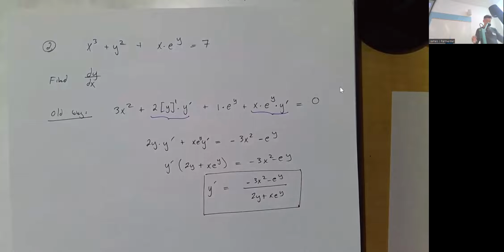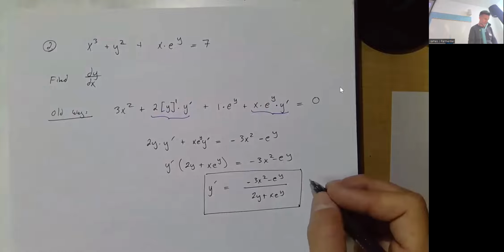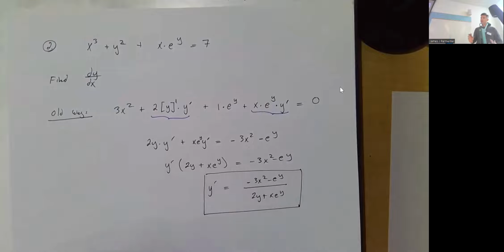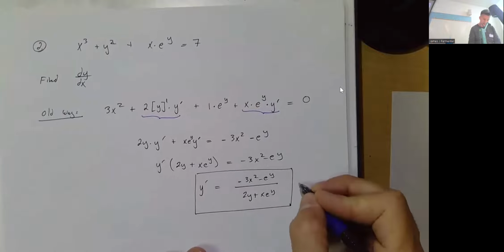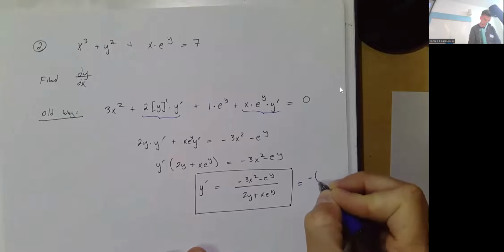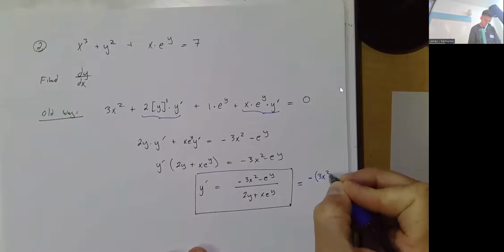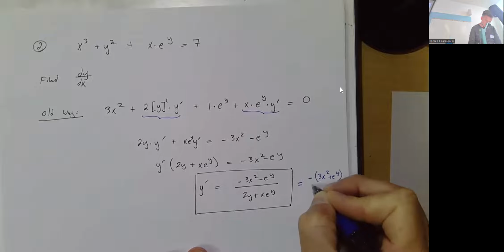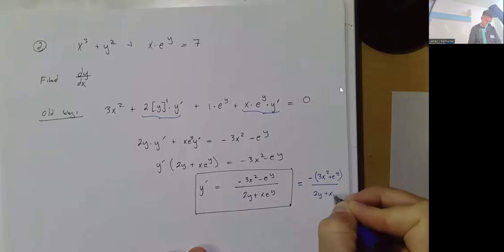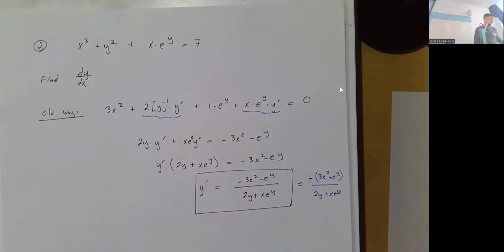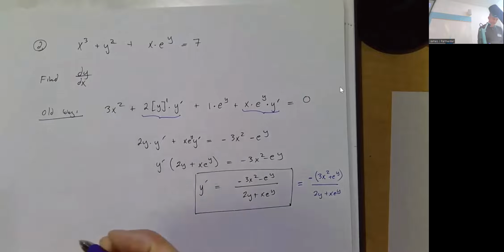However, we don't have to do it that way. Oh, and actually, I'm going to make one more simplification just so we can see the thing I've lost. Actually, I'm going to write this as negative parentheses 3x squared plus e to the y over 2y plus x e to the y. Because now we're going to do it the new way, and I figured this fit.